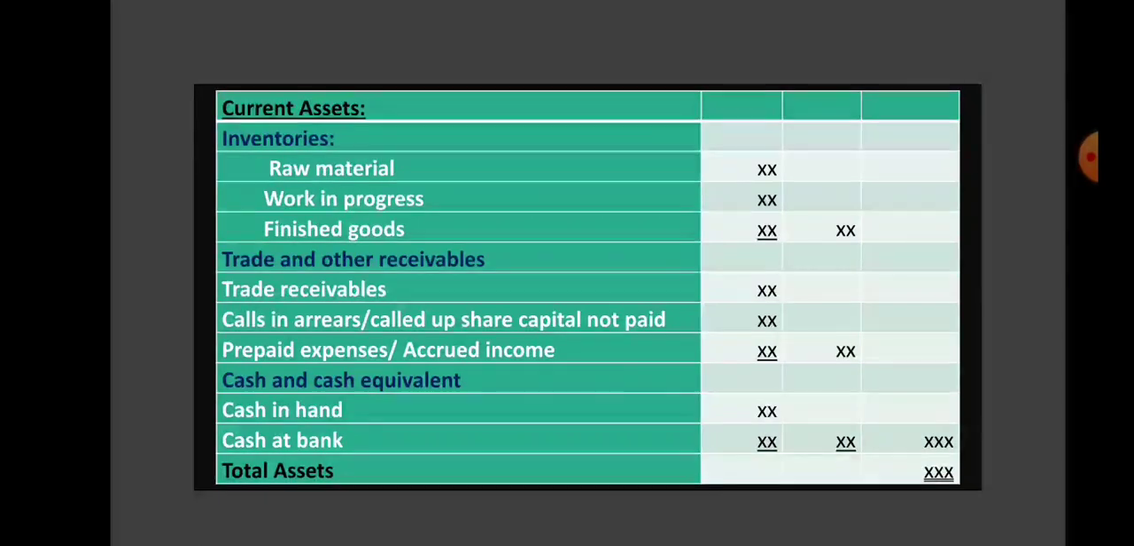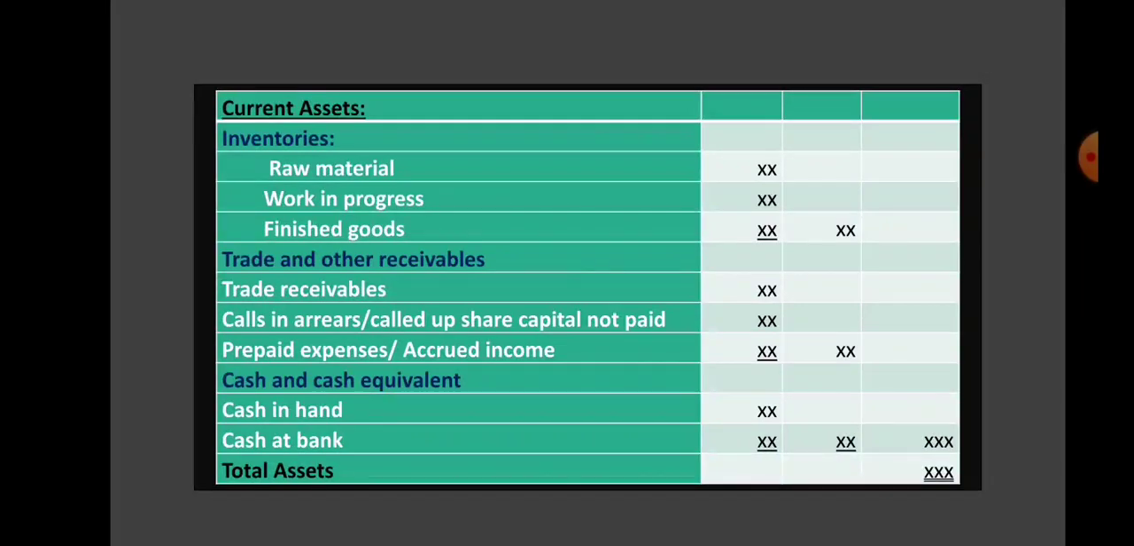Under that, if you have separate types of inventory like raw material, work in progress and finished goods, they should be shown separately. The next is trade and other receivables. First we need to record trade receivables, then the other receivables like calls in arrears, prepaid expenses, and accrued income. The next is cash and cash equivalent. Under that we have cash in hand and cash in bank.